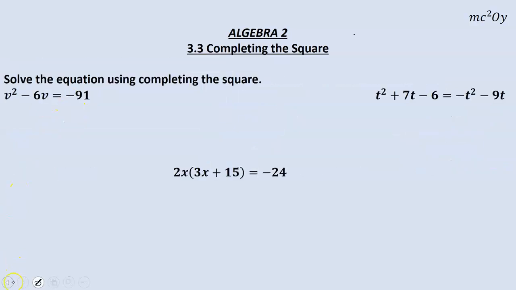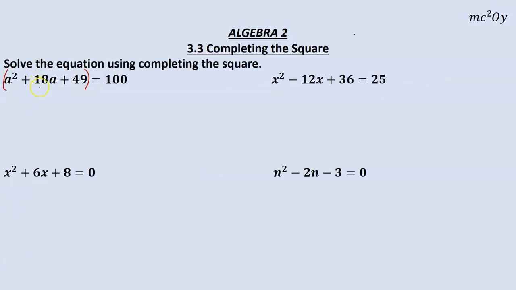Well, oops. Half of this is 9. Squared is 81. Obviously, we just had that same piece on the other problem. So that's not going to work here. So this is not a perfect square trinomial here. So what I'm going to do is rewrite it without that 49, meaning I'm going to move this 49 over to this side. Okay, I'm going to subtract 49 from both sides. So that's going to give me a squared plus 18a equals 51.